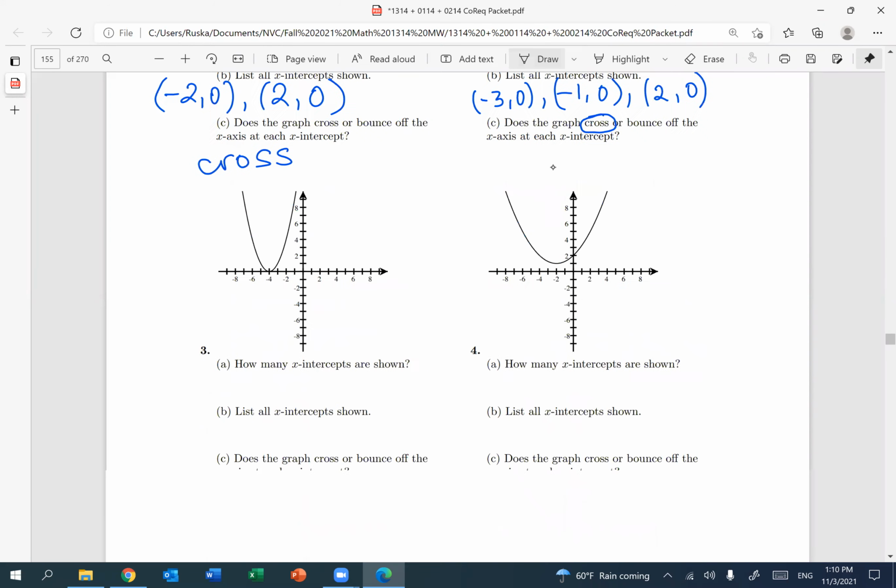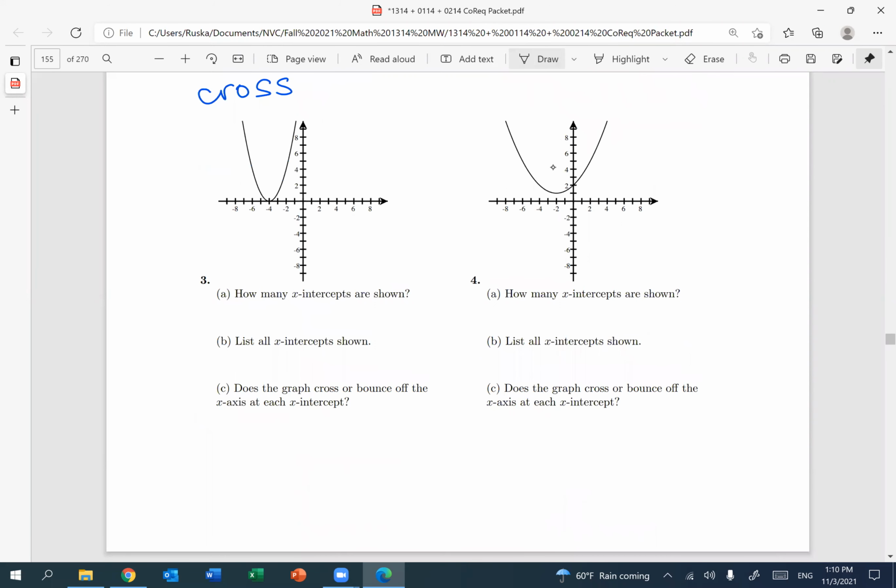Let's go over the next 2 questions. We have number 3, how many x-intercepts are showing? We have only one x-intercept, right? The degree of the polynomial shows you the maximum number of x-intercepts. Here we have only one, and the graph is a parabola, so this is a quadratic function, but it touches the x-axis at only one x-intercept. That intercept is (-4, 0). That's the coordinates of that point.